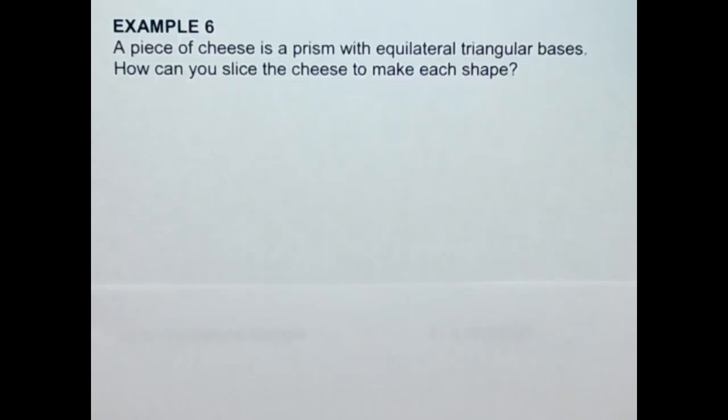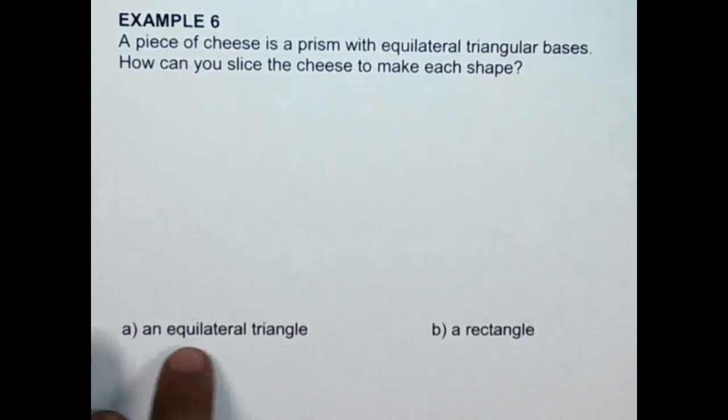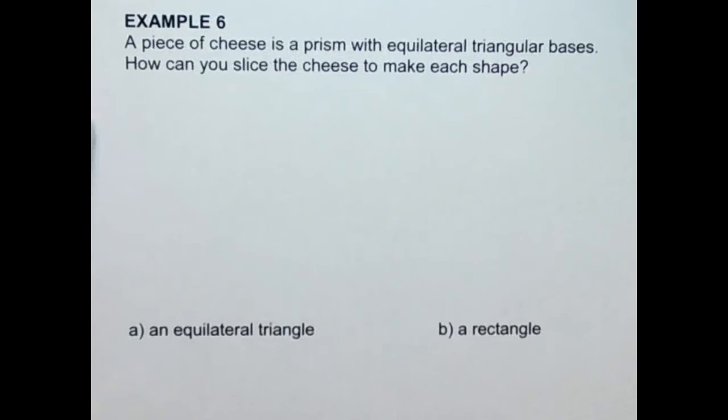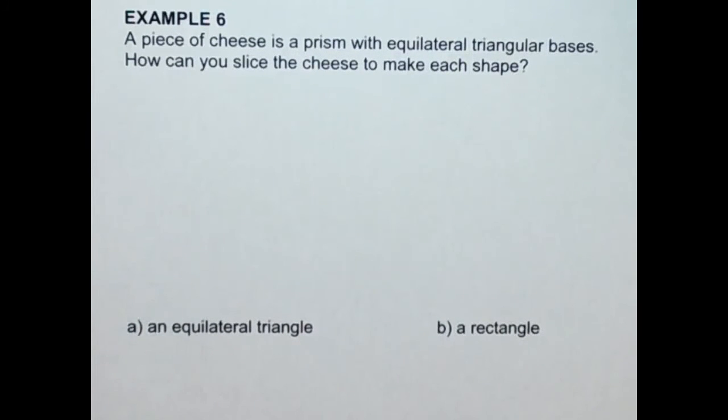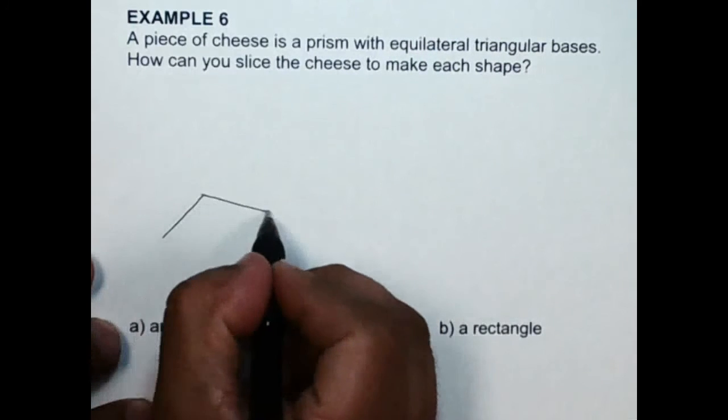How can you slice this cheese to make each different shape? So the first one we're going to look at is to make an equilateral triangle, and then we want to slice this piece of cheese to form a rectangle. So a little bit of, I guess, an art lesson here. We're going to draw this out first.